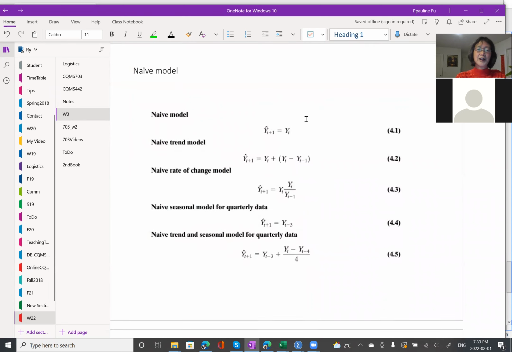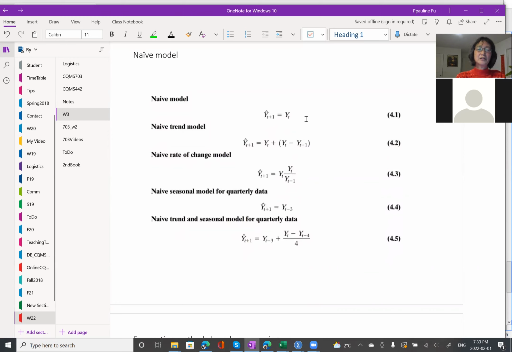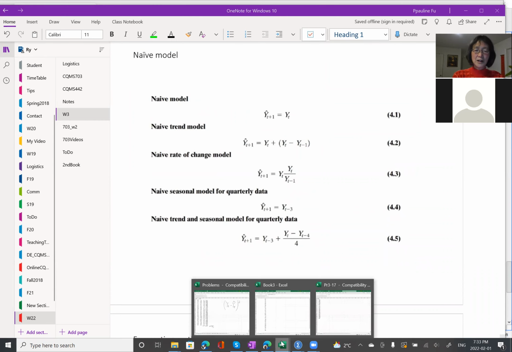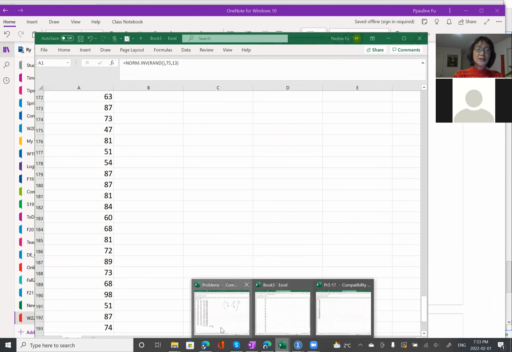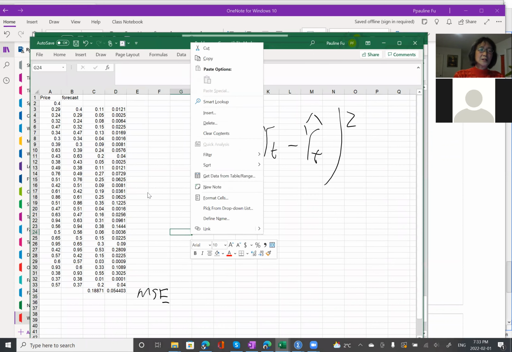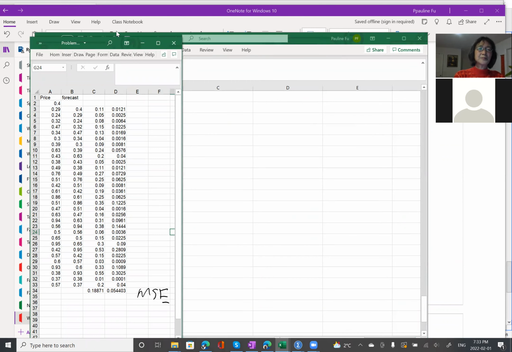And also we have some naive models, different kinds of naive models. Maybe I will just use this data here to explain the different kinds of naive methods.